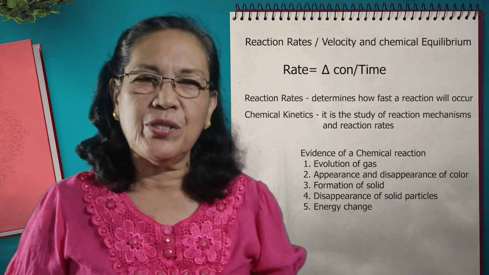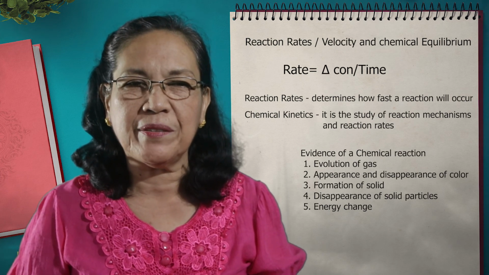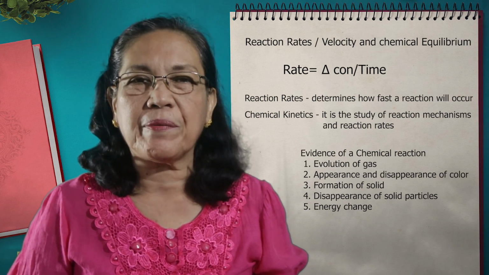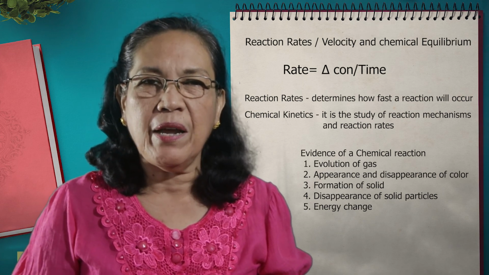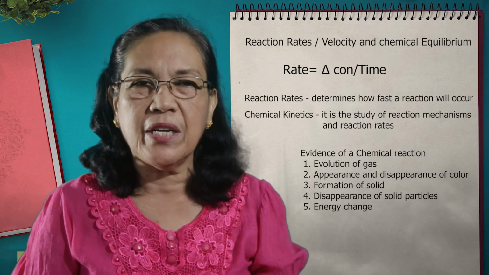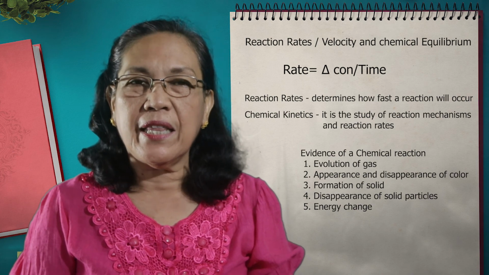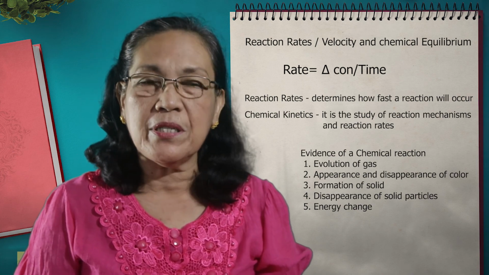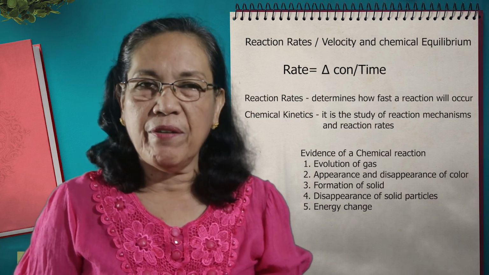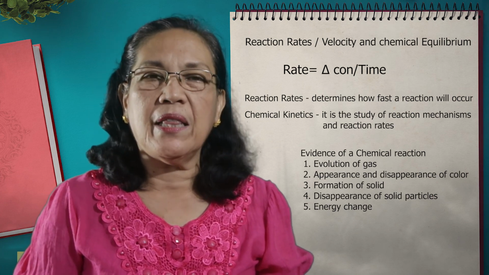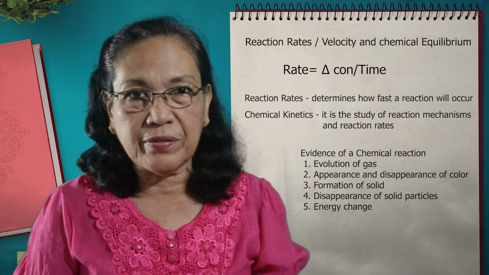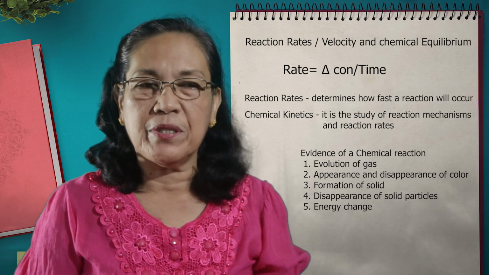There are evidences of a chemical reaction. Number one, we have evolution of gas. I think you have observed in our laboratory experiments that when a reaction occurs, gases are evolved or bubbles are formed. For example, when aluminum shavings were added to hydrochloric acid, take note that a gas evolved and many bubbles were formed.